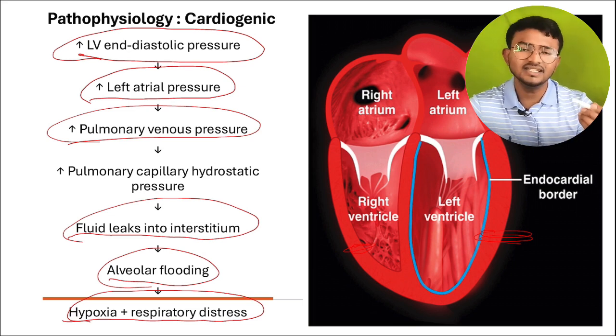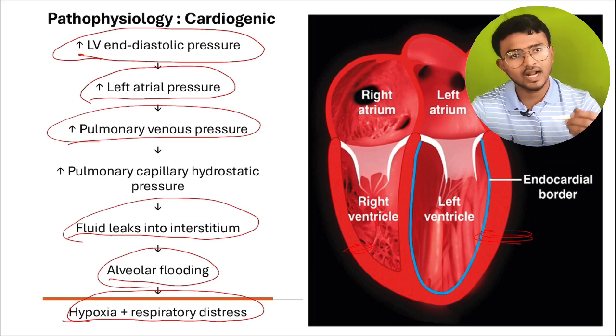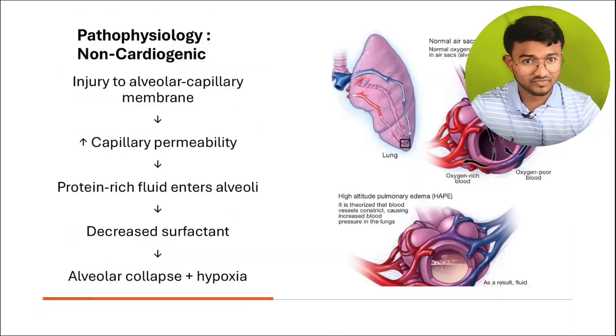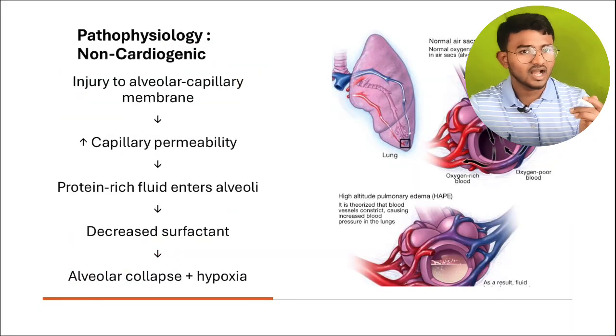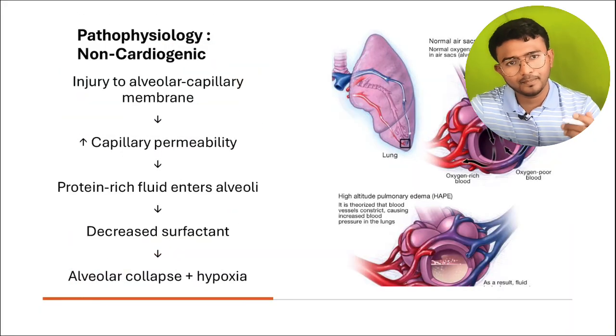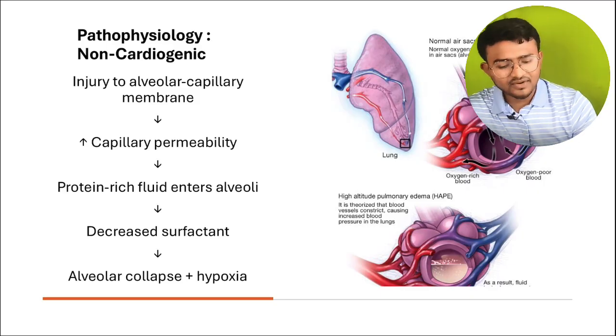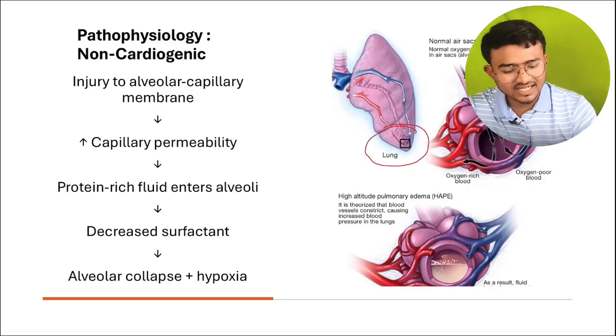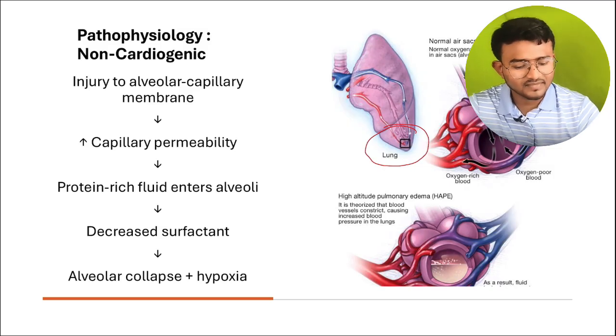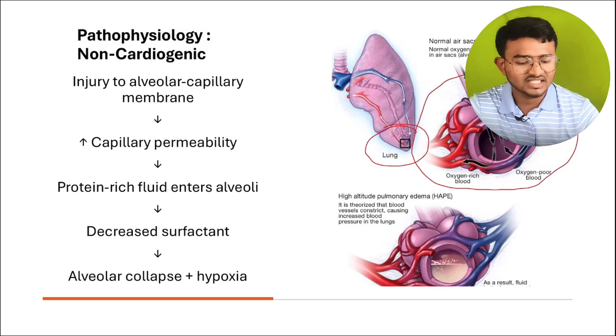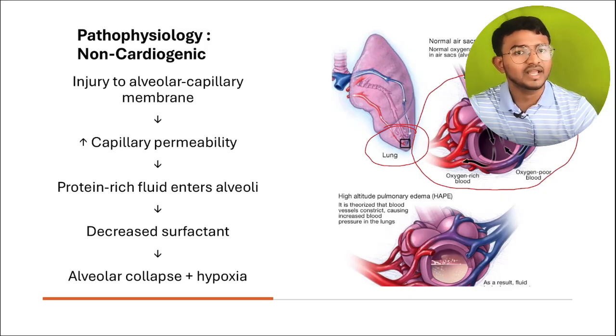So these are the step by steps of the pathophysiology of cardiogenic pulmonary edema. Next, you can see the pathophysiology of non-cardiogenic pulmonary edema. If you look at this image, in the lungs you can see some alveoli. The alveoli are attached to blood vessels, and these blood vessels help with gas exchange.